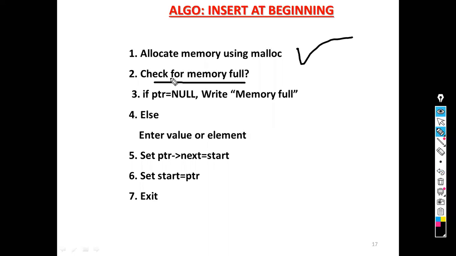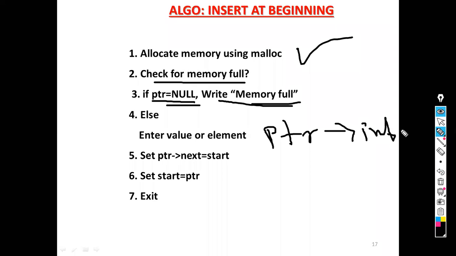Second step, check for memory full. For memory full, what is the condition? If ptr equal to null, write memory full. Else enter the value or element, that is ptr arrow info. So you have to enter the information part. Set ptr next equal to start. ptr next equal to start assumes that already some node is present and you have to insert the node at the first position. Already some list is present.